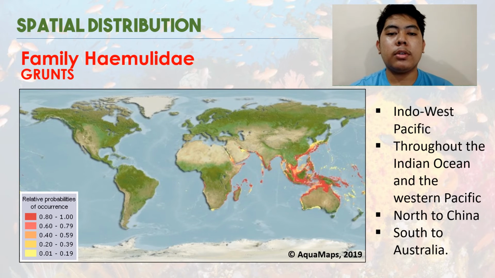In their spatial distribution, grunts or sweetlips are located in the Indo-West Pacific, throughout the Indian Ocean and the Western Pacific, north to China and south to Australia.